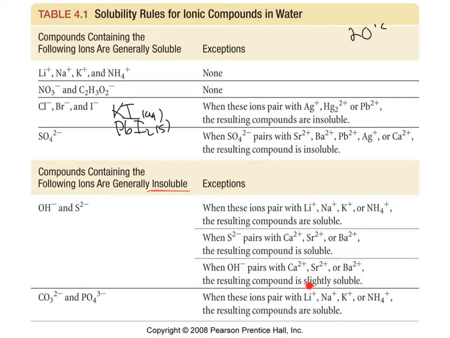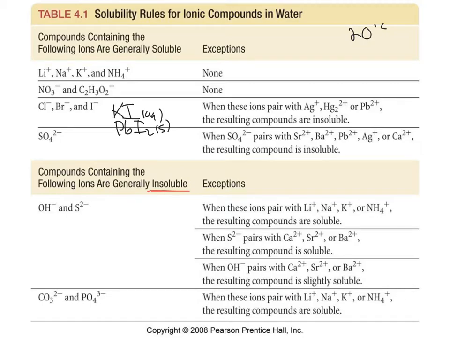So some of it will dissolve, some of it won't. You'll get that kind of medium definition that we had before. Same thing with the carbonates and phosphates. Usually when you bond with these ones, the group 1 metals and ammonium, you'll get something that is soluble. So this is a very, very hard thing to memorize.